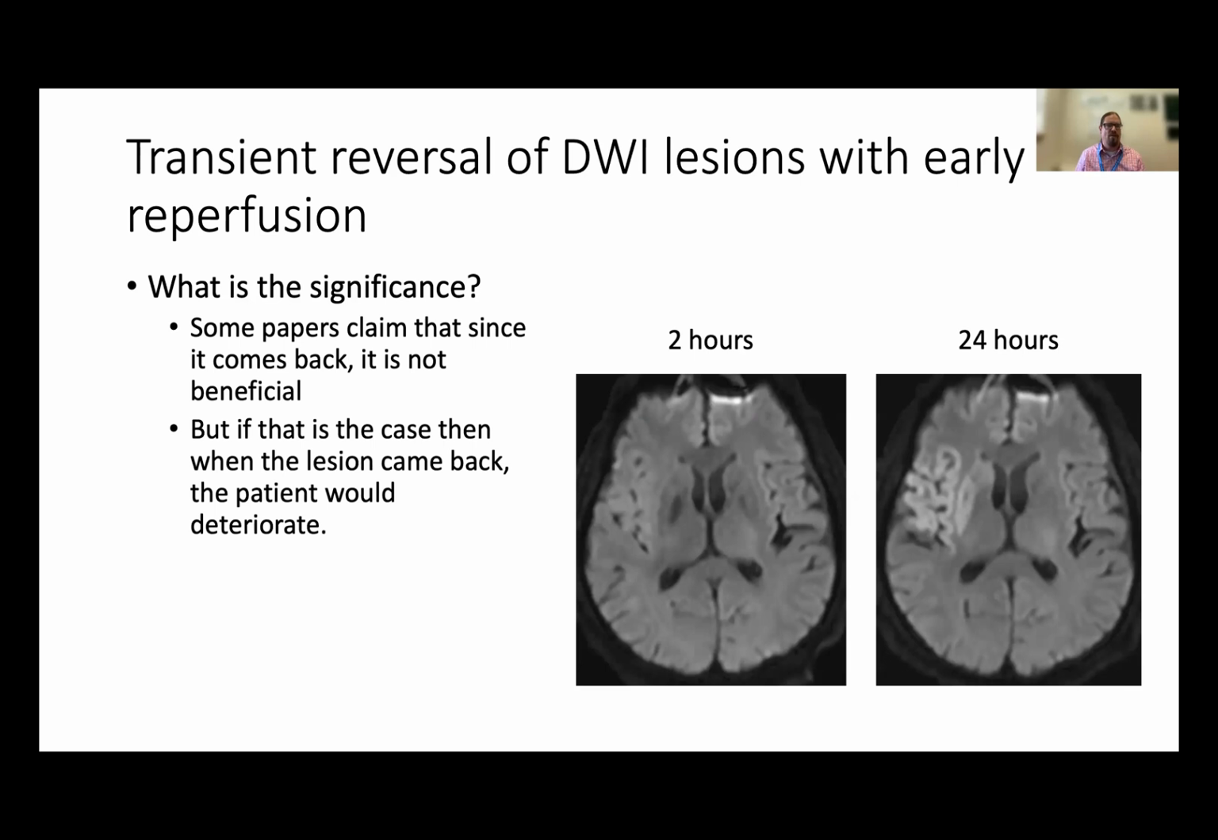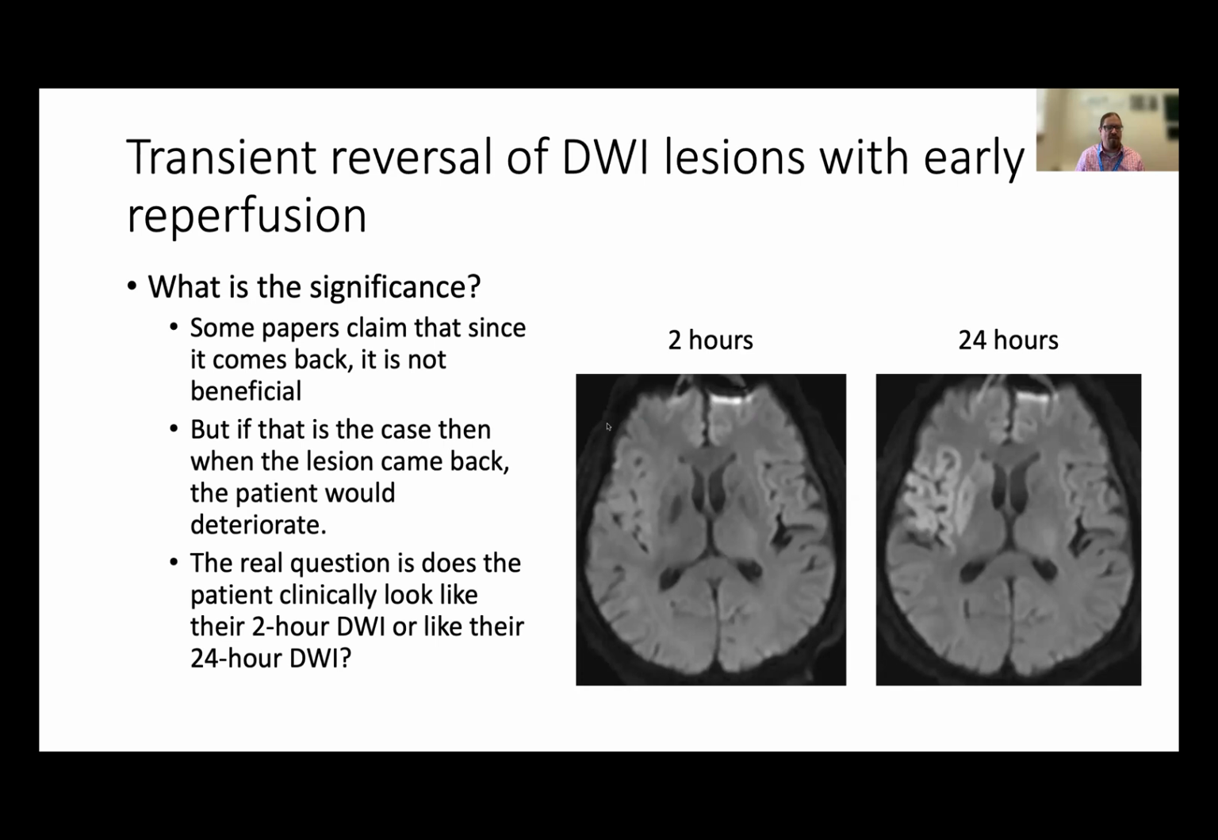But if that were the case, if the lesion sort of came back, you would expect the patient to deteriorate in some way, or at least never to have gotten better. And so really the question is, what does the patient look like? Do they look like their 2-hour MRI scan, or do they look like their 24-hour MRI scan? And the reality is they look like their 2-hour MRI scan.